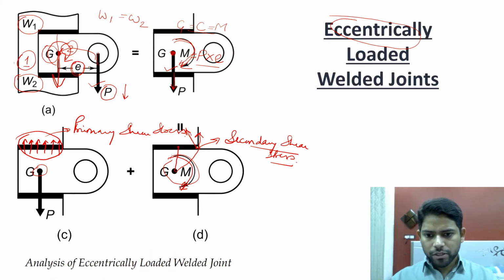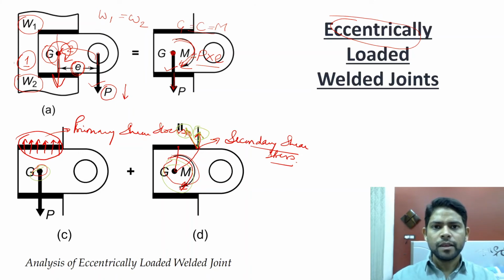If we talk about this point, this will be your primary shear stress and this will be your secondary shear stress. Now although we have studied the effect of this load and this moment separately, we are going to calculate the resultant shear stress, which we will do by vectorially adding the primary shear stress and the secondary shear stress, and then we are going to further find out the size of the weld.